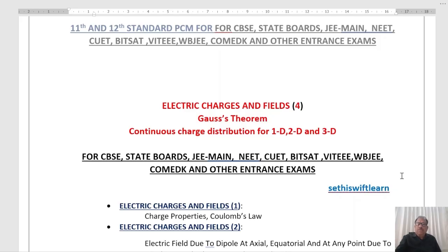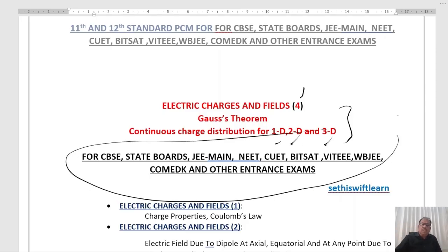In today's session, on electric charge and fields, we look at the application of Gauss's theorem to find electric field or electric flux of one-dimensional, two-dimensional, and three-dimensional objects. These are very important.